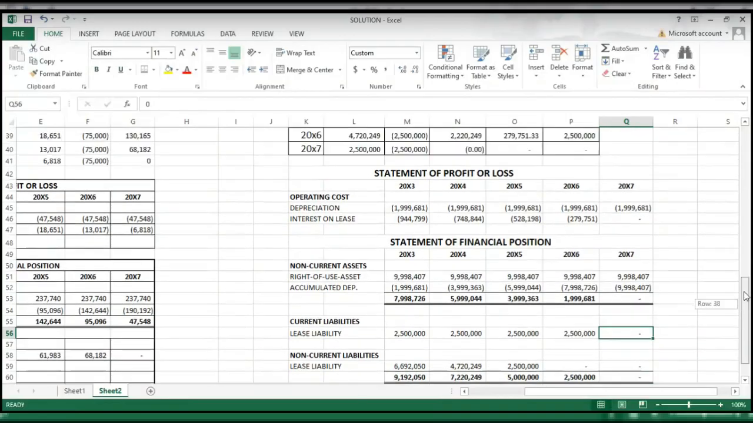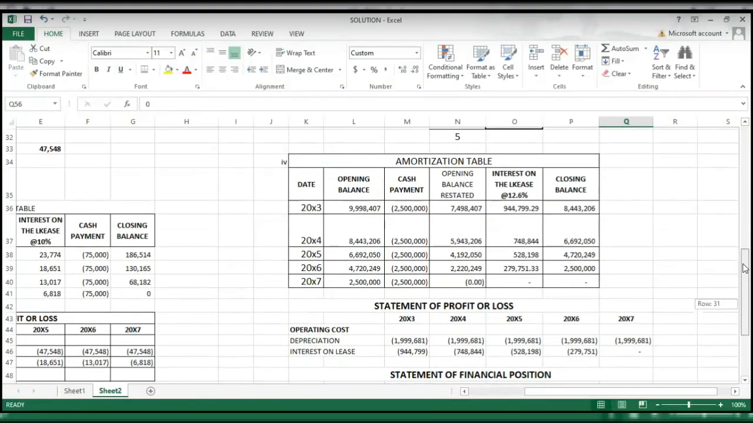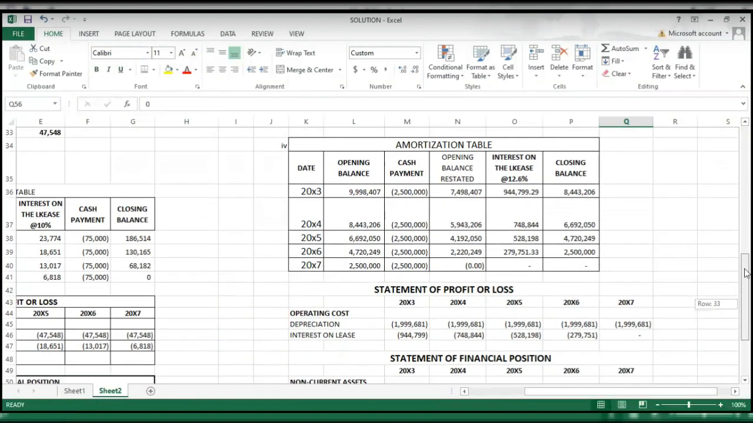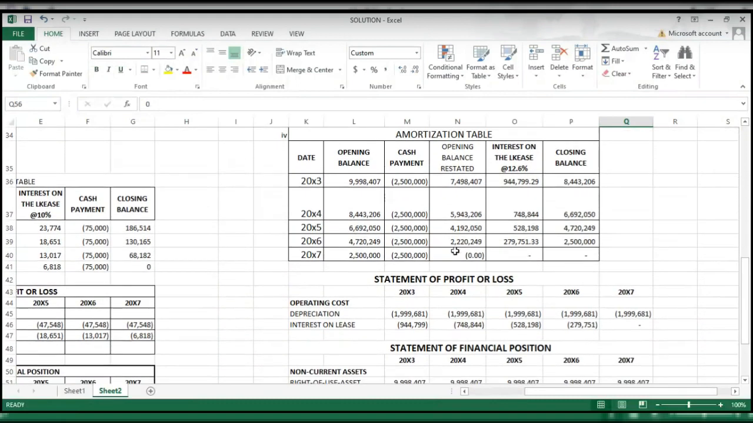The figures don't agree with the closing balances here because of when we compute our interest. So if this is added to this, of course, we are supposed to have the figure. If this is added to this is added to this. But because this is paid before the interest is calculated, we are having different figures here. But this is how it will be presented.